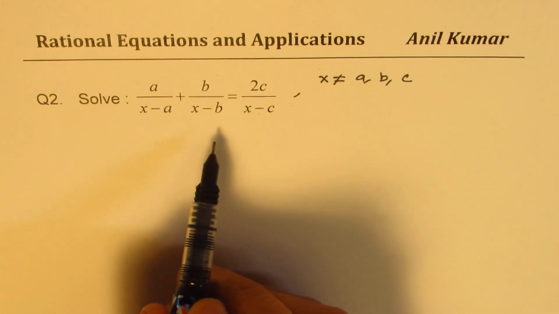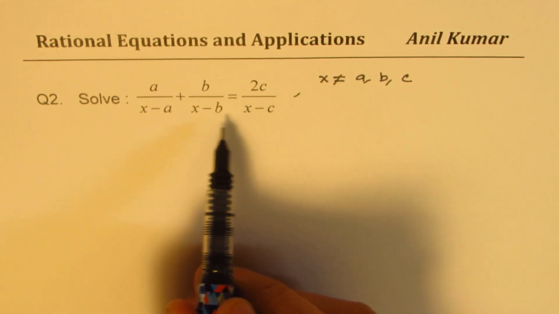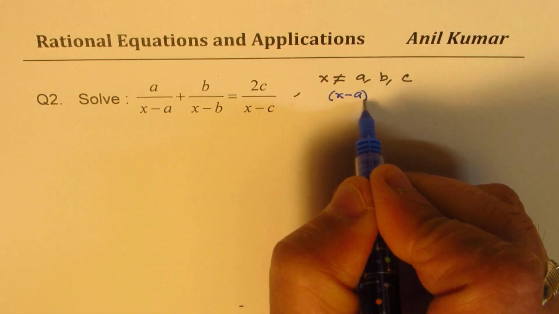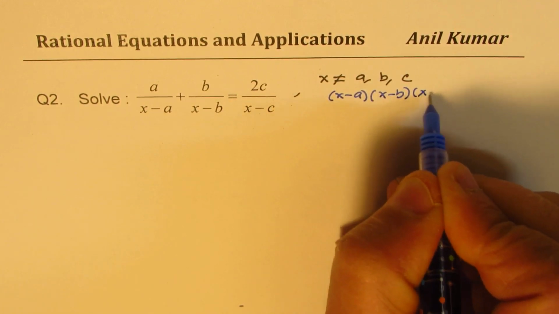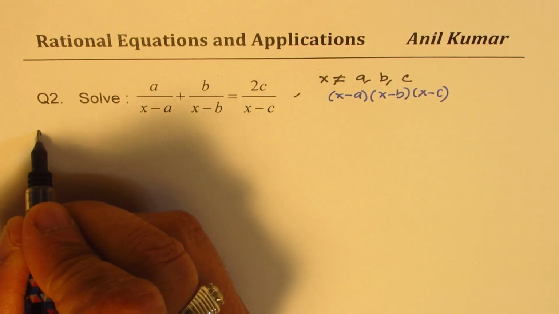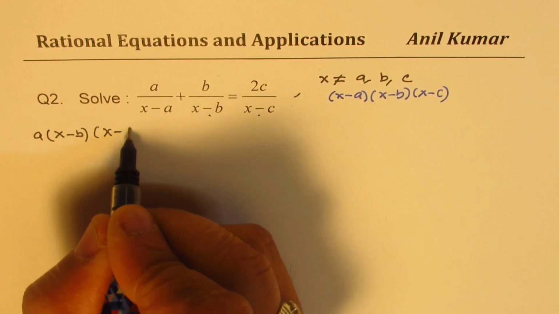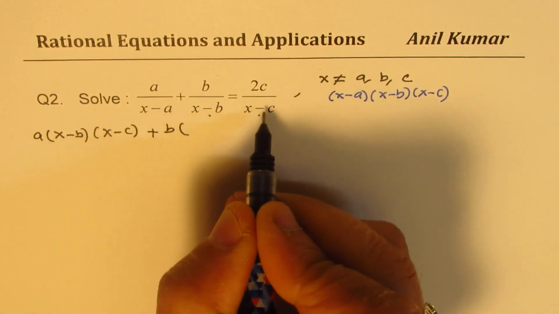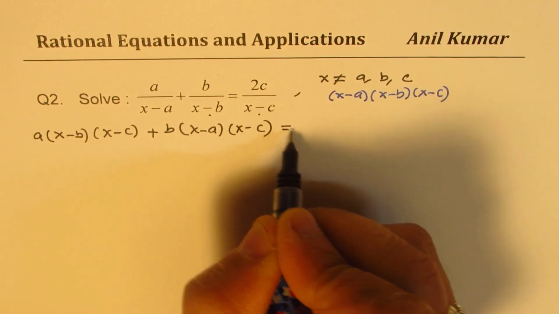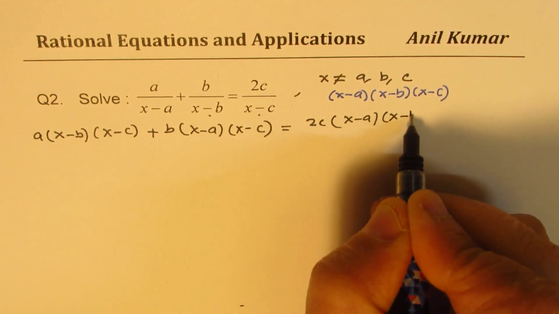So basically what we're trying to do here is we are trying to multiply each and every term with x minus a times x minus b times x minus c, correct? That's what we are going to do. So after we do this, what do we get? We get a times the product of these two, right, which is x minus b times x minus c, plus b times the product of the other two. So we get x minus a times x minus c equals 2c times the product of these two, which is x minus a times x minus b, correct?